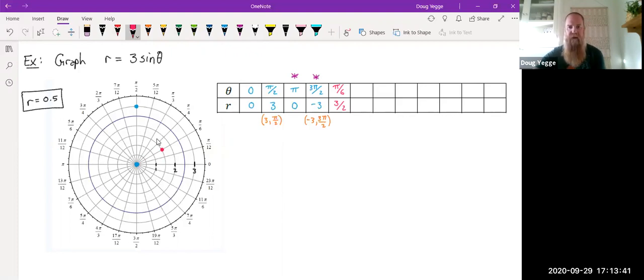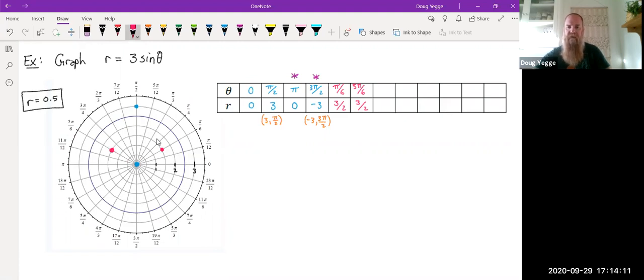So now let's pick 5 pi over 6. If we pick 5 pi over 6, that's in our second quadrant. So now sine of 5 pi over 6 is also 1/2 times the additional 3 gives me 3/2. So now we're going to the angle of 5 pi over 6, and we're walking out 1.5 concentric circles again, which puts me to here. So that's another point to my graph.